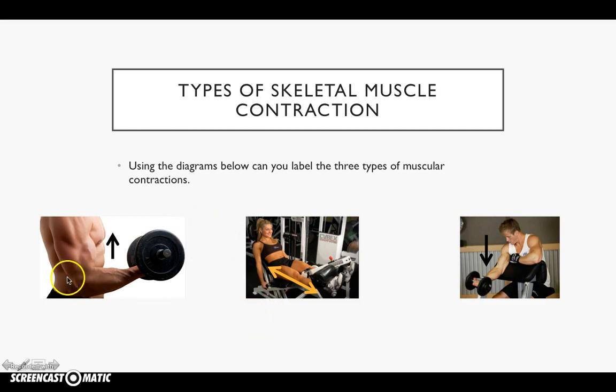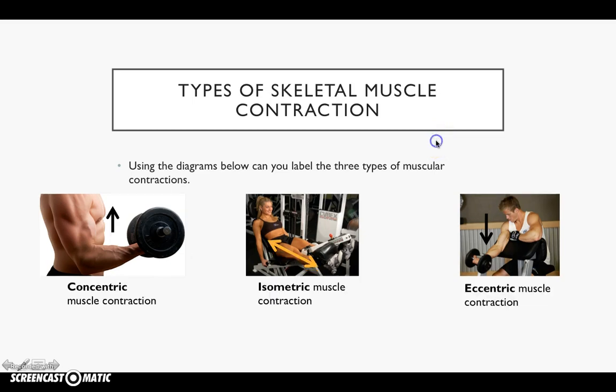So this here is a bicep curl, and the picture is having the curl going upwards. This here is a leg extension machine. However, the athlete has got the legs extended. Now she's holding it in that position, so there's no movement taking place. And this one, the bicep curl started up here, and this person is lowering the weight down here. So what type of skeletal contractions are taking place in all 3 of these? Can you get that down for me?